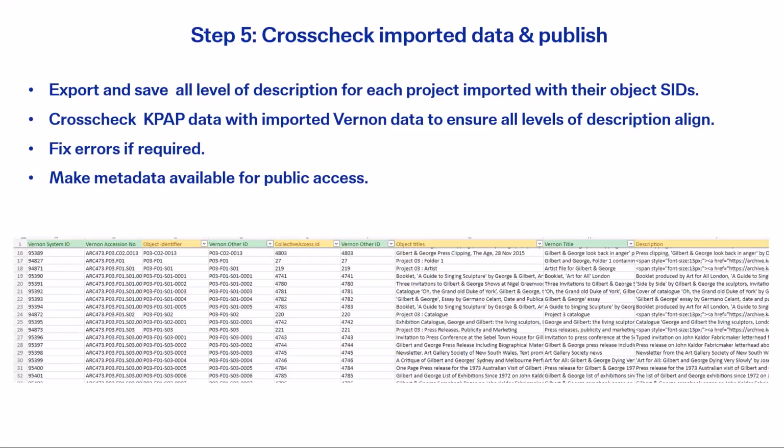I would export the project once it was imported in, and then I would cross-check that data with the KPAC data to make sure that all the levels of description were aligned and there weren't any errors. Obviously fix any errors if required. And then the last thing is to make the metadata available for public access, which is saying we're not quite there yet. So we're in the process of getting a new Archives Online discovery platform. And then once that's up and running, we can go through and start flagging records for public access.